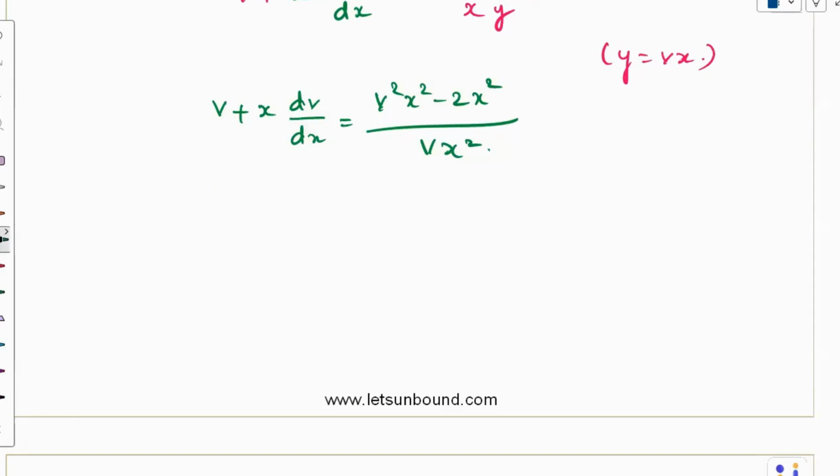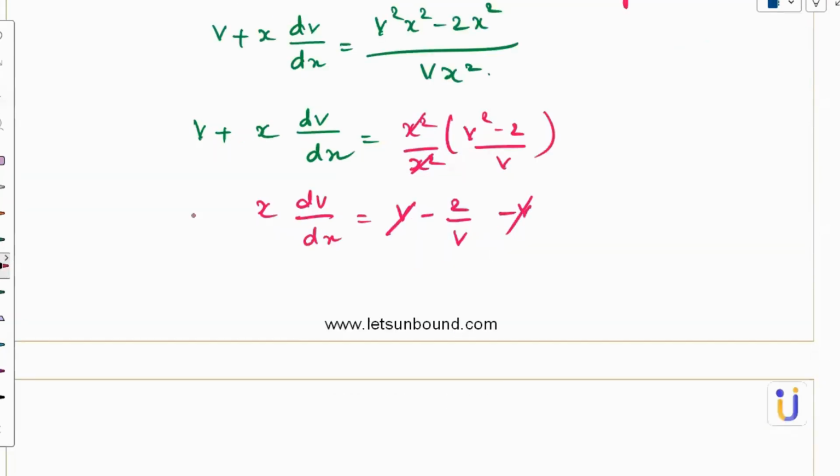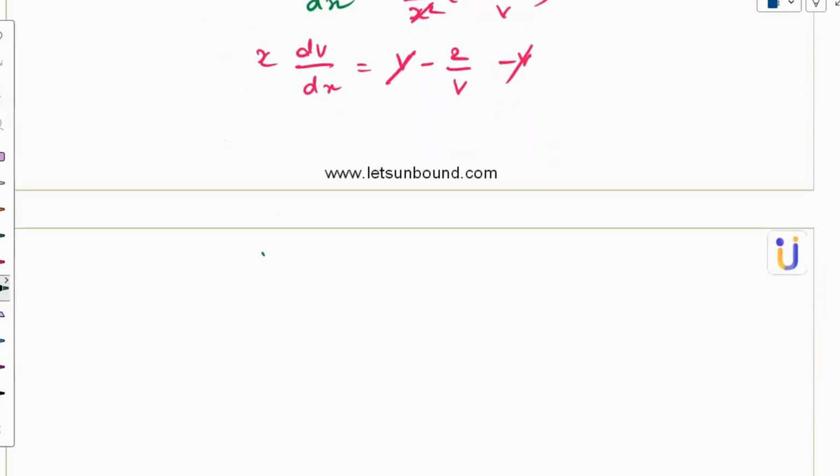Let me transpose the v over there. x dv by dx equals... we can simplify this part. You can take x squared common, so that you will get v squared minus 2 over v, and in the denominator also an x squared can be taken common. So x dv by dx equals v squared minus 2 by v, minus v. So plus v minus v gets cancelled, and we get x dv by dx equal to minus 2 by v.